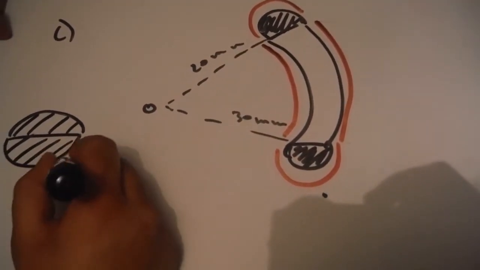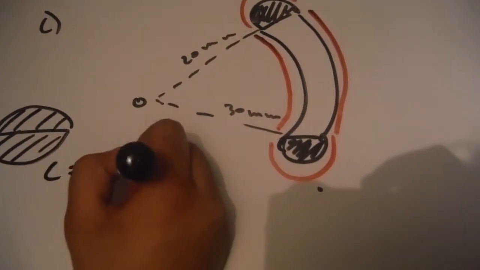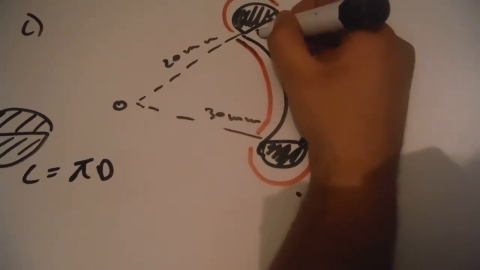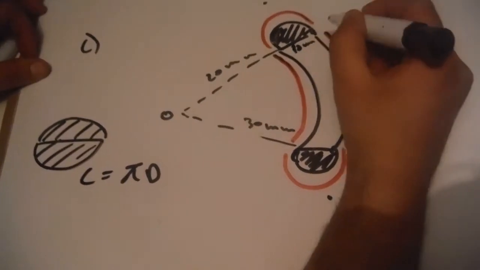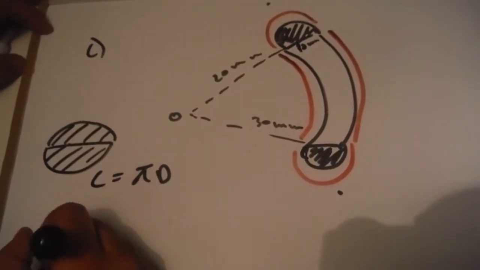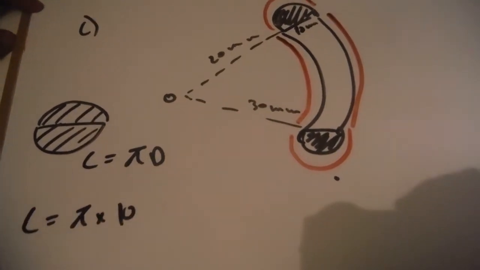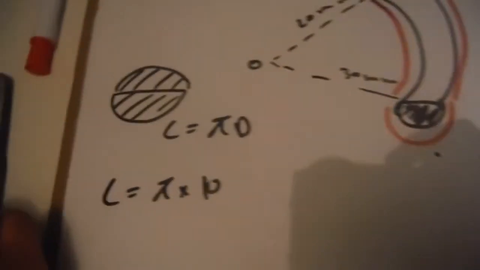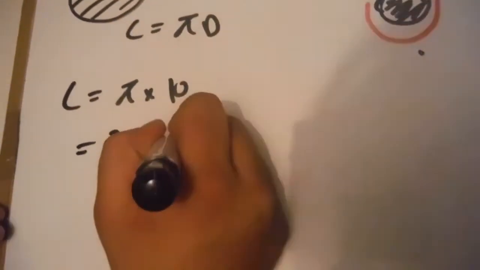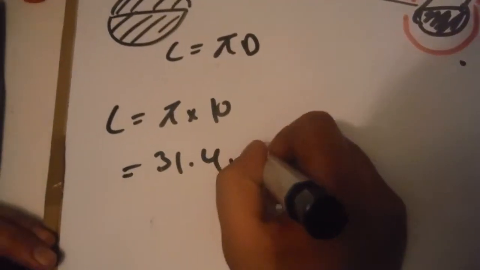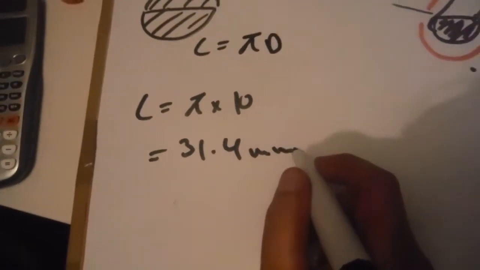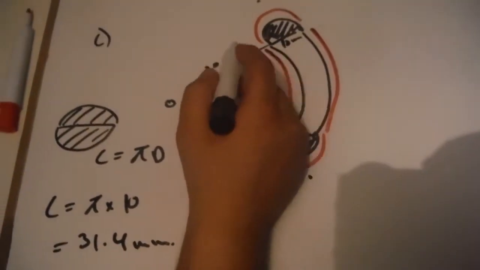Okay, so the circumference is pi times the diameter, the diameter being 10 millimeters. So circumference is pi times 10, which is 10 pi, which is 31.4 millimeters.